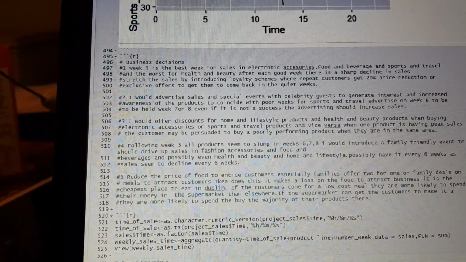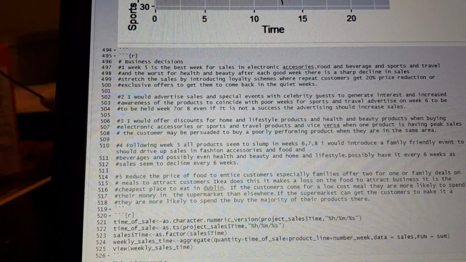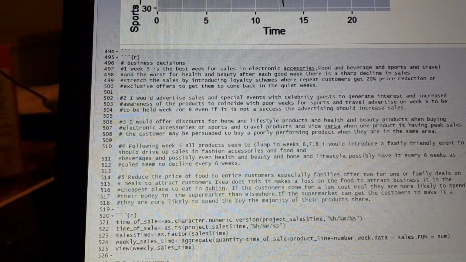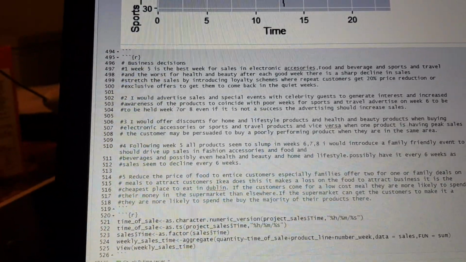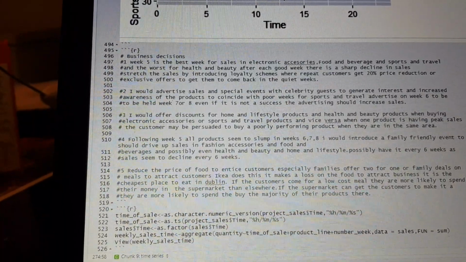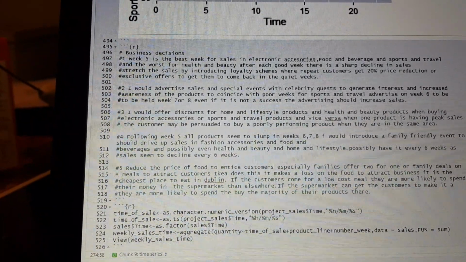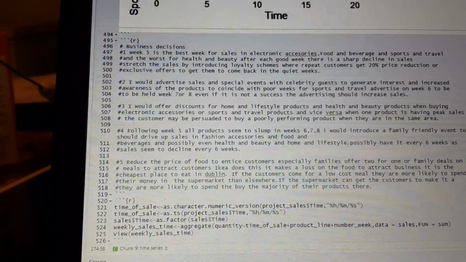Number 4, week 5, all products seem to slump. In weeks 6, 7 and 8, introduce a family-friendly event to appeal to mothers with free childcare to drive up sales. Number 5, reduce the price of food to entice customers, especially families. Offer 2 for 1 or family deals on meals to attract customers.